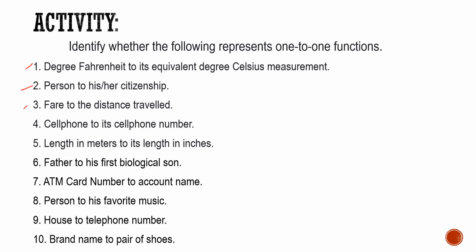Number three, fare to the distance traveled. Is it one-to-one or not? Number four, cell phone to its cell phone number. Number five, length in meters to its length in inches. Number six, father to his first biological son. Number seven, ATM card number to account name. And number eight, person to his favorite music. Number nine, house to the telephone number. Number ten, brand name to pair of shoes.